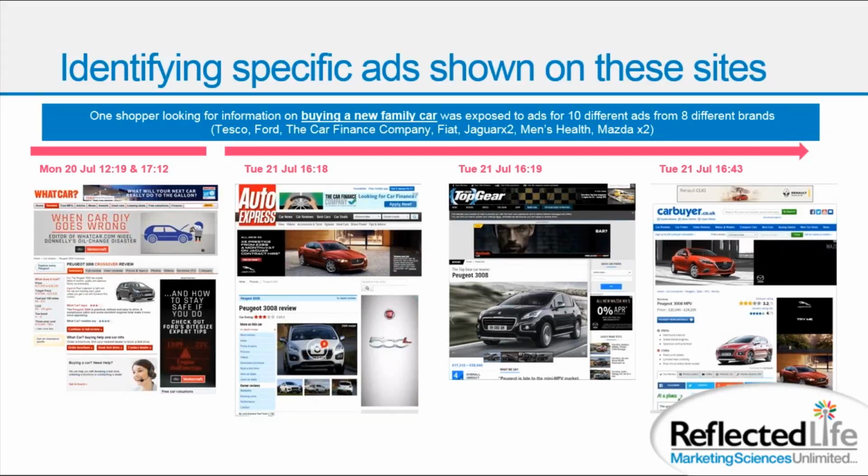The exposure to those adverts in this instance, what might that correlate with in terms of the research and the purchase process of considering other brands and other vehicles going forward? Passive metering in solutions such as Reflected Life can help us answer those questions.